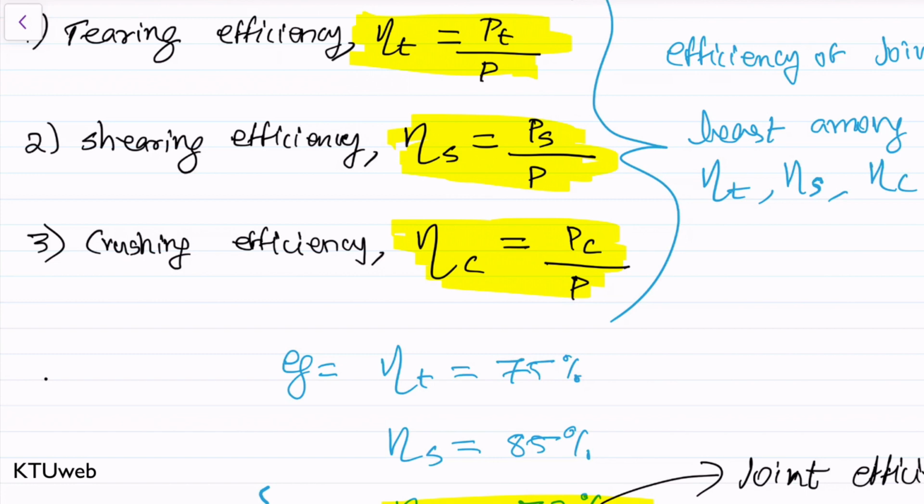So why are we taking the least value? Because when the system fails upon crushing, it does not matter how much more efficient it is in the shear or in the tear. So we have to consider the least situation whenever you design the riveted joint.